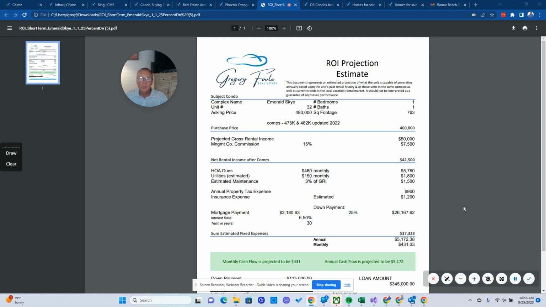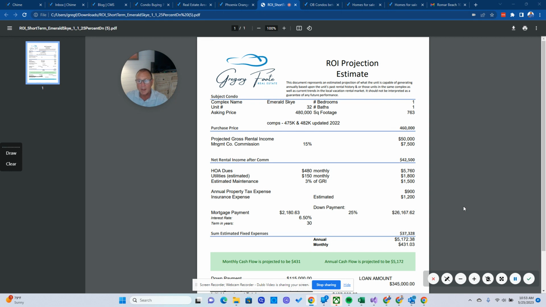Hey guys, today we're going to talk about ROI projections and the estimates that we can put together for you on any given unit. Basically, we're going to get multiple projections of gross rental income from a whole bunch of different companies, and we're going to analyze those when they come back for that specific unit, how it is currently furnished and the decor and paint and condition and everything that it currently has.